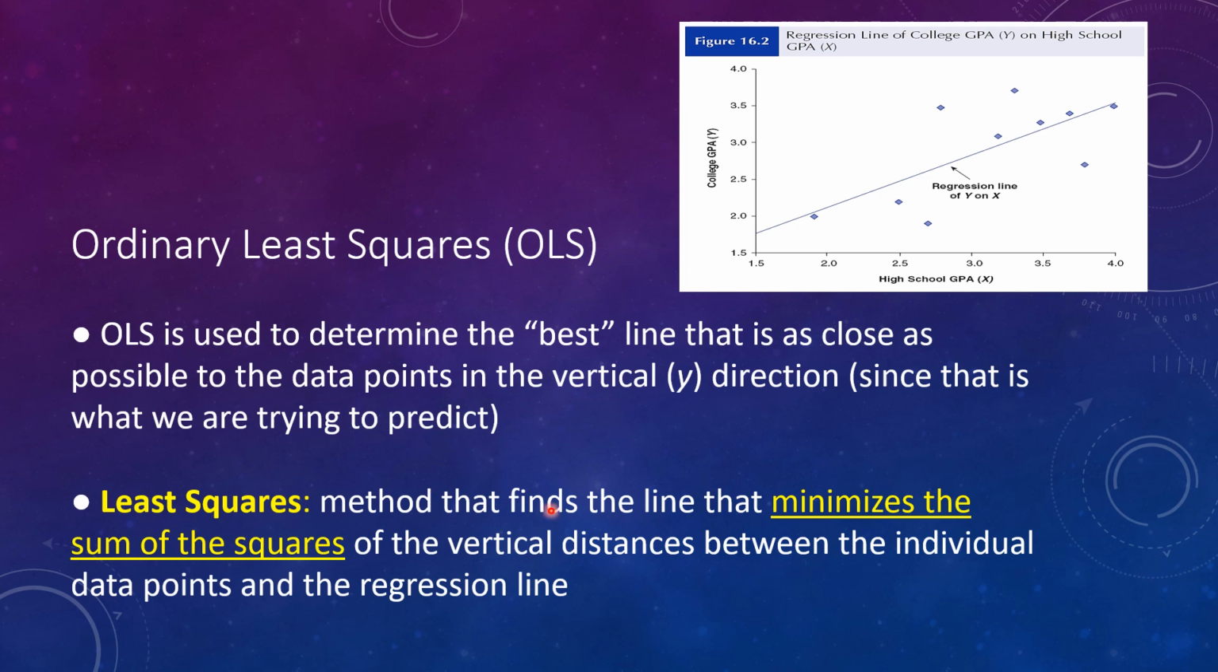To conclude, the least squares method finds a line that minimizes the sum of the squared differences, or the sum of the squared errors, between the individual data points and the regression line. This regression line is what we call the best fit. A movement up or a movement down would actually increase the total amount of error. So the ordinary least squares minimizes the amount of error to the very end.